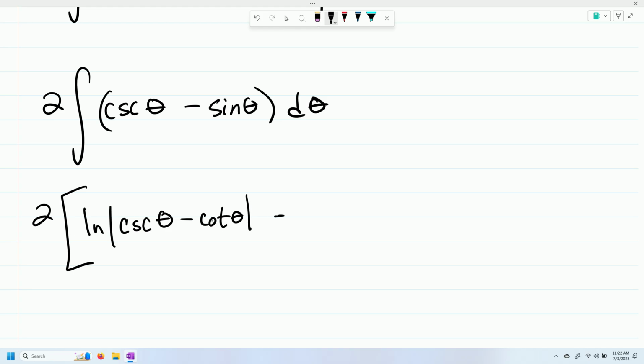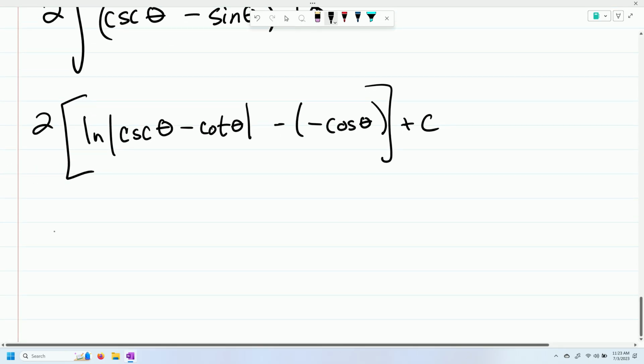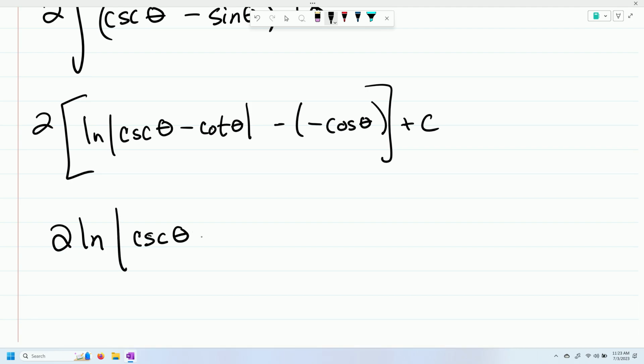Now, the integral of sine theta is negative cosine theta plus some arbitrary constant. And just to clean this up a little bit, we get 2 times the natural log of the cosecant theta minus cotangent theta plus cosine theta plus c. Now, all of this is fantastic, but the problem here is our answer is in thetas.